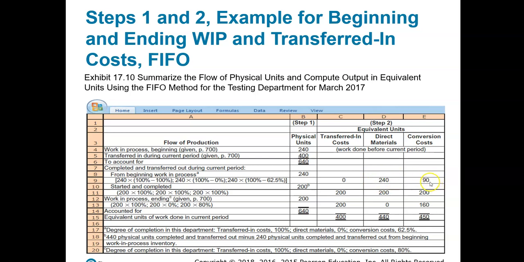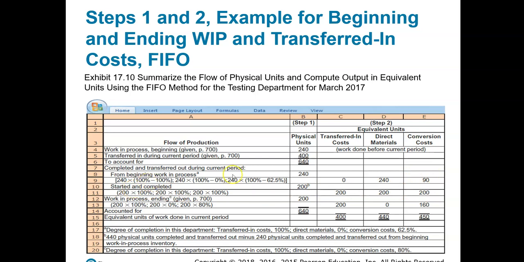Conversion costs, they were 62.5% complete. So how much work did we do in this period? Well, if we already did 62.5%, I have to do the other 37.5%. When I take my 240 and multiply that by 37.5%, I will have 90 equivalent units.